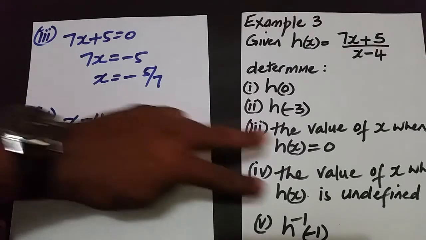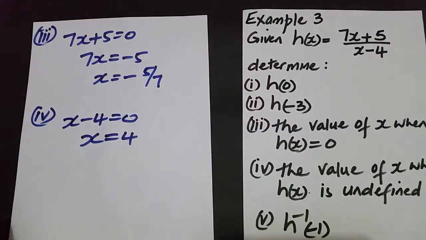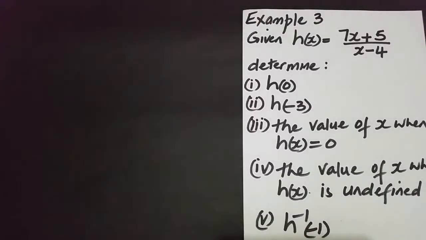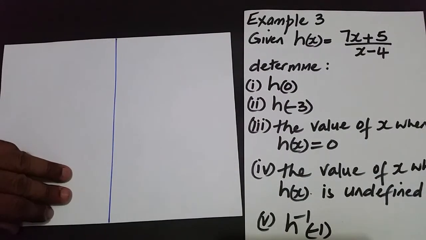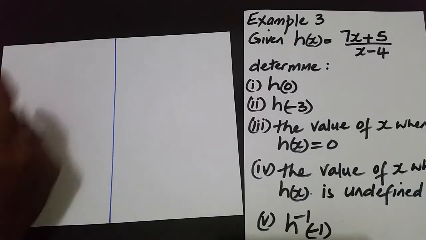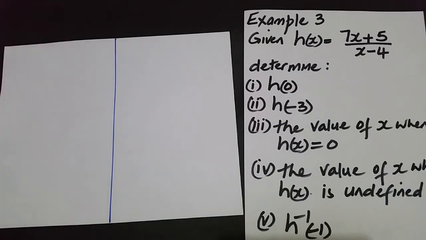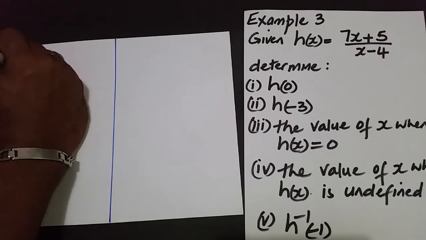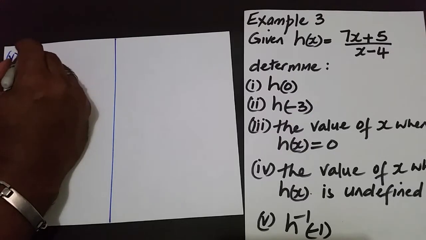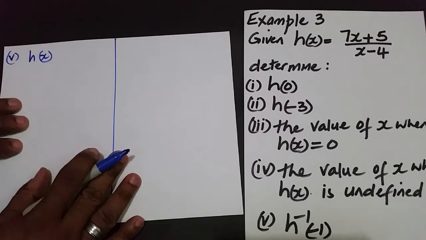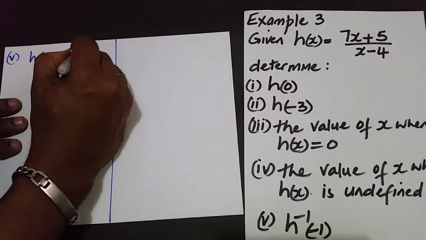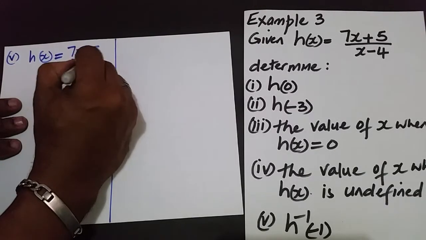Now in part 5, we're asked to find the inverse of h of negative 1. And we cannot find the inverse of h of negative 1 unless we find the inverse of h of x first. So let's go ahead and find the inverse of h of x. So again, in answering part 5, the original function is h of x, and that is going to be equal to 7x plus 5 over x minus 4.